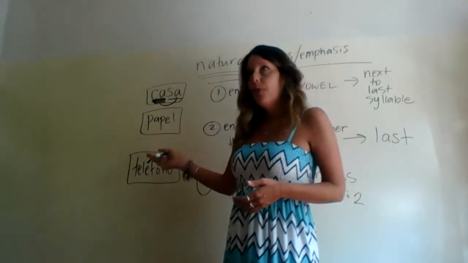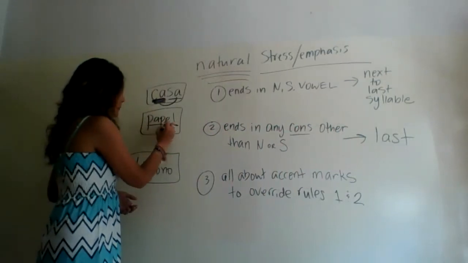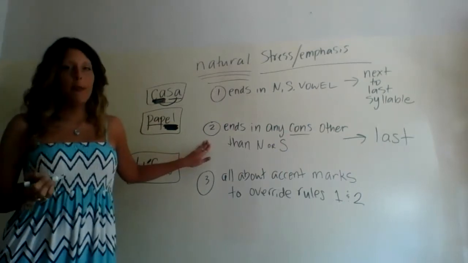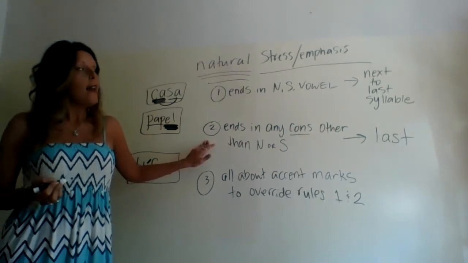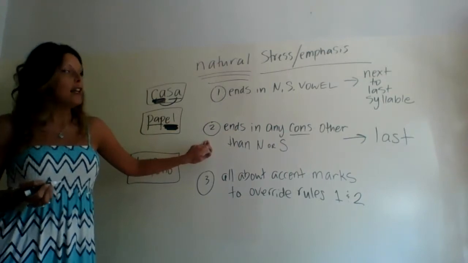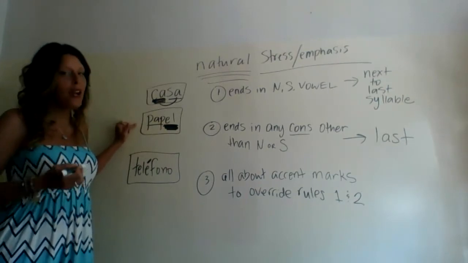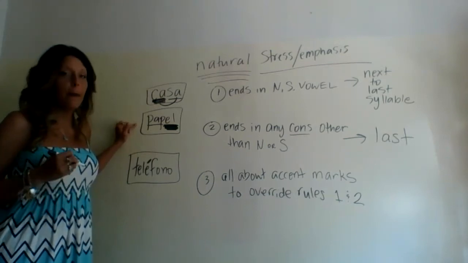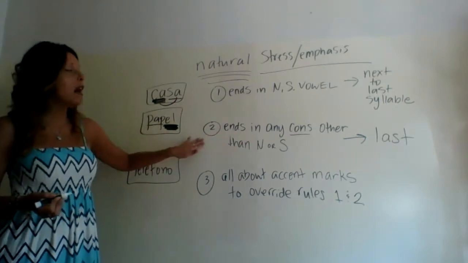So we don't really need to, but if we wanted to, we could split this word up into syllables, and we say, okay, this word happens to be exemplary of rule number 2 because it ends in a consonant other than N or S, and we know that the natural stress, because this word does not have any written accent mark on it, is going to be on the last syllable. That's how we know whenever we're asked to read out loud and we have no idea where the oomph goes in our voice, that this word is pronounced papel, with more emphasis on the last syllable of the word, because of rule number 2.